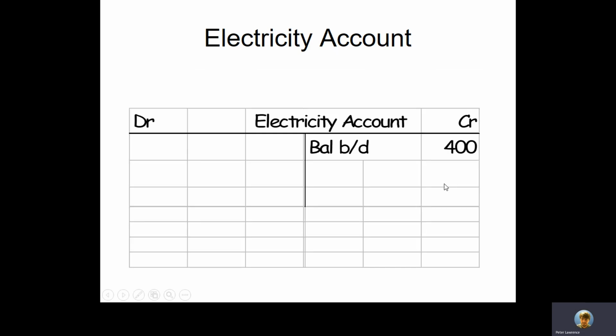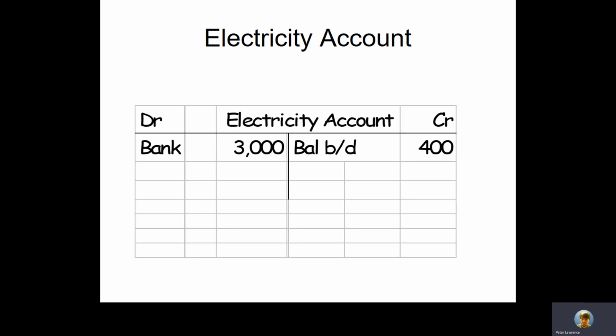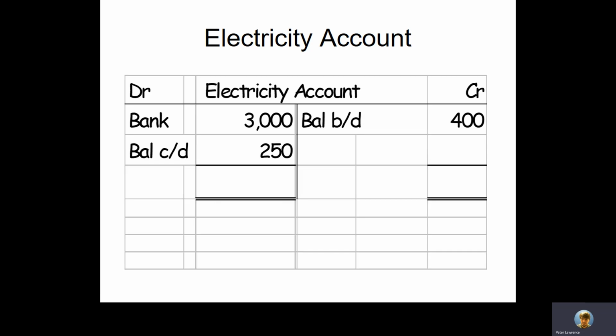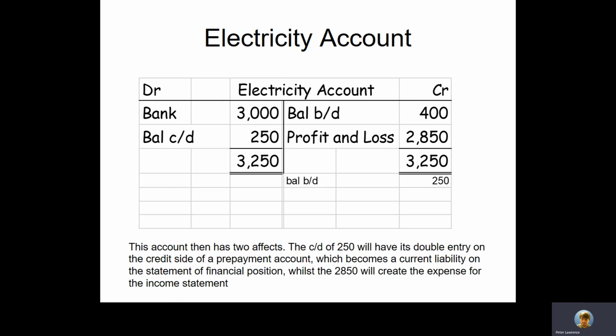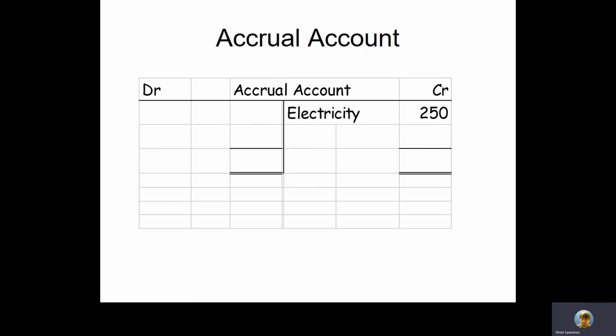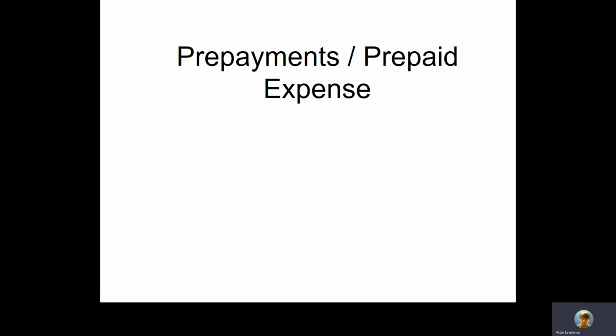Just to quickly nip through that again, we brought down what we owed last year on the credit. We put the amount paid this year on the debit. And the amount that we still owe at the end of the year of 250, that goes on to the debit as well, because we've used that this year, even though we haven't paid for it. We simply balance off the account at 2,850 as our transfer figure. And then we also bring down that 250 underneath the totals. So the 250 also becomes a current liability on the balance sheet. So that's where you owe someone some money.